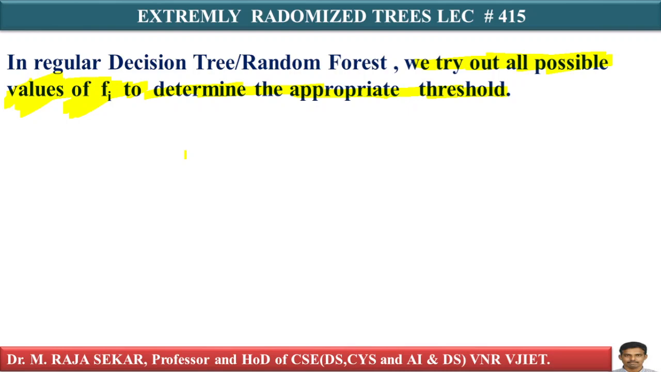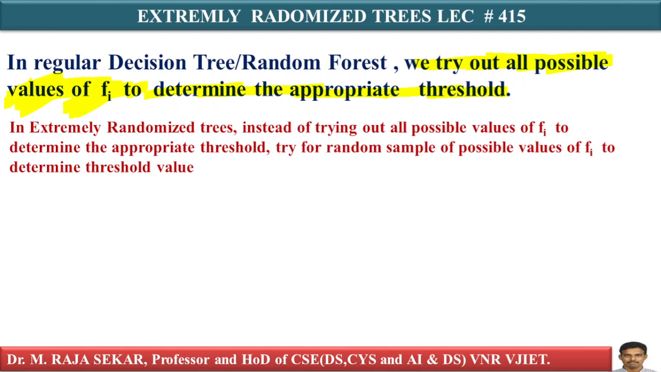In extremely randomized trees, this point is important, instead of trying out all possible values, because there are n possible values if my training data set has n data points, I try out only a random sample of possible values. Here what can I do?